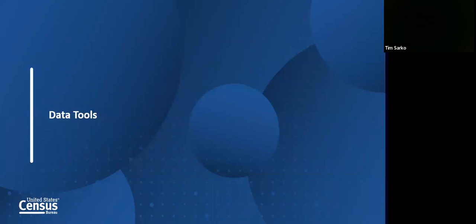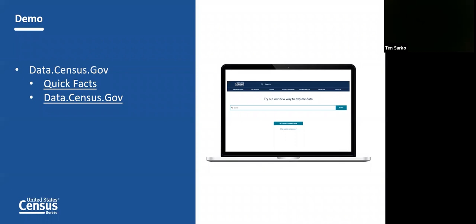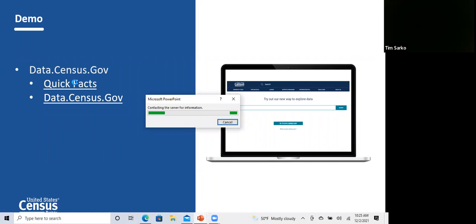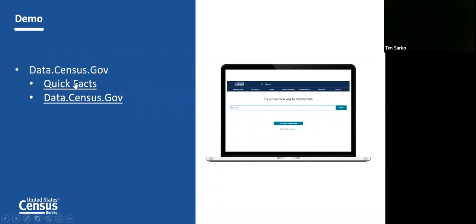Now, just a little bit about data tools to use to extract the ACS data. We have data.census.gov, and that's our main data tool. I'm not going to go into detail on that because we had that in past sessions. I wanted to focus more on QuickFacts and the American Community Survey website. So just to show you QuickFacts, I'm going to do a brief demo of it. Hopefully that works. Let's see.